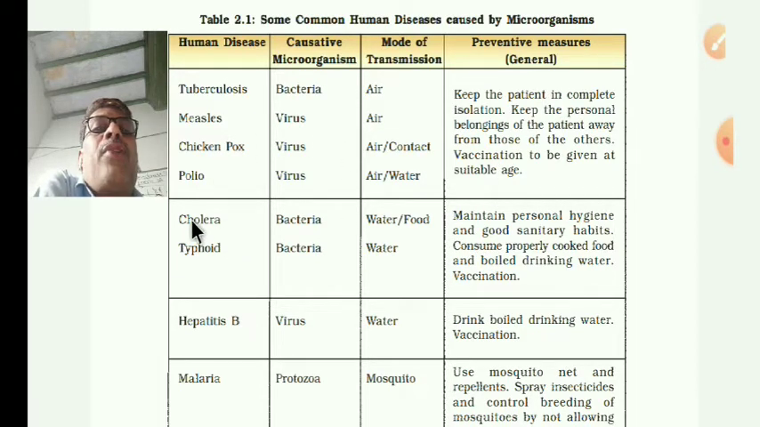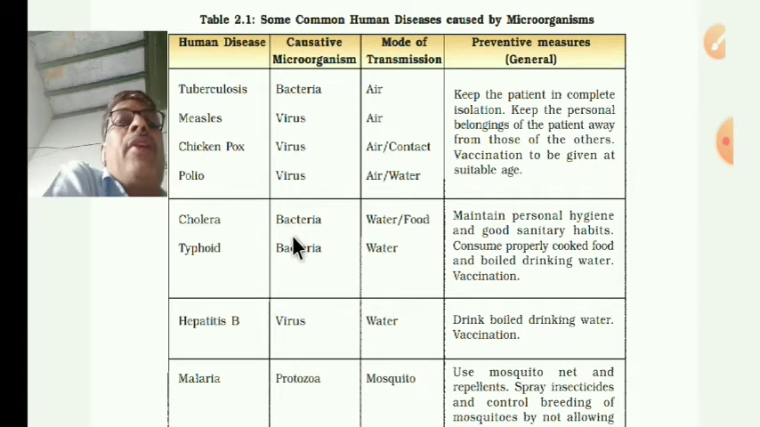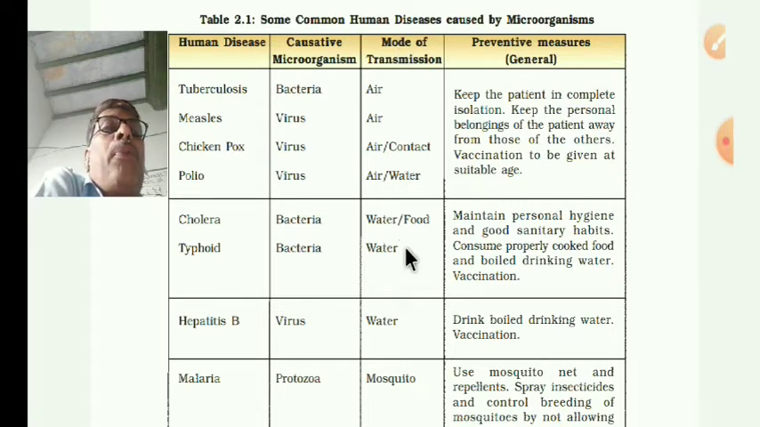Okay, next one is cholera. This one is an infectious disease caused by bacteria. It causes diarrhea, nausea, vomiting; these are the problems spreading through cholera. And the mode of transmission is through water and food. And typhoid is also caused by bacteria, through contaminated food and water. It causes fever, headache, loose stools. So these are the problems arising through typhoid.